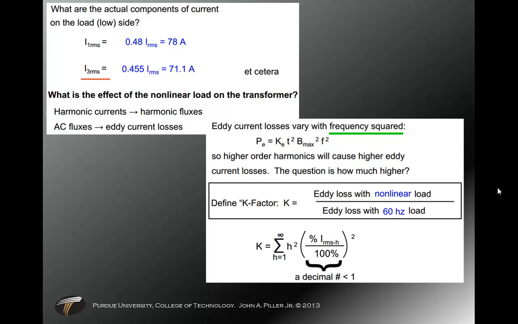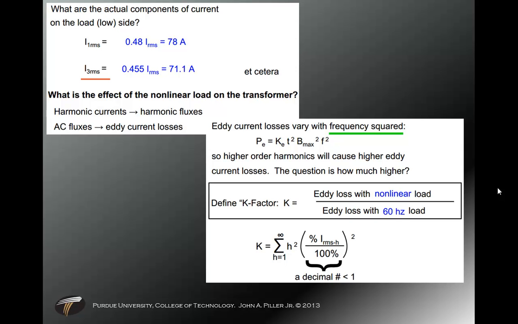Alright, so what are the actual components of the current on the low side? Well, you take that load, IRMS, times 48%, you get 78 amps on your fundamental, 71.1 amps on your third, and you go all the way through and calculate all those percentages, and you add them up appropriately per the harmonic distortion, and then you can create the total harmonic number.